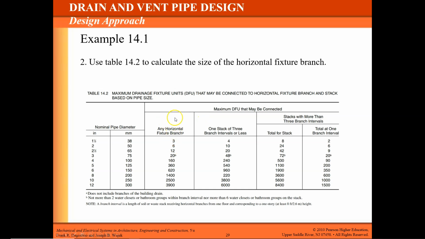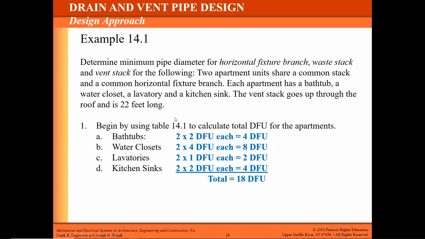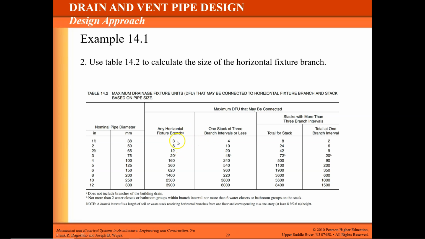First, the horizontal fixture branch. We know that we have 18 DFUs going into that. We come down on this list and we can see that there's a 20 listed there. We come across, and that is going to be a 3-inch pipe for that.